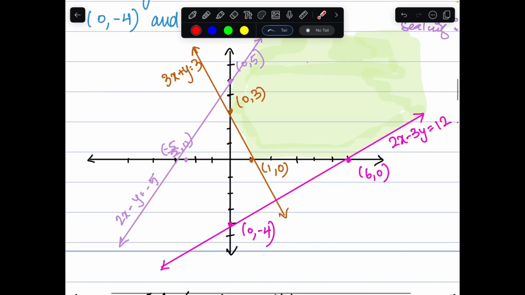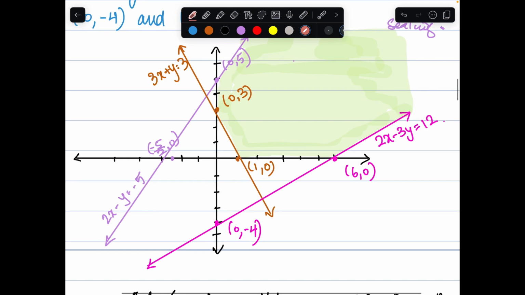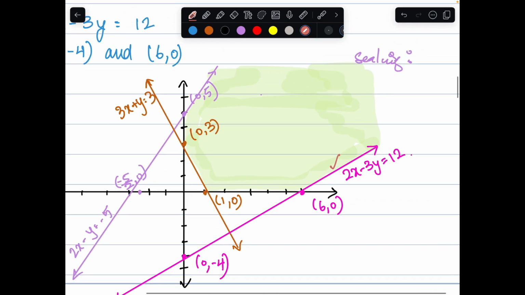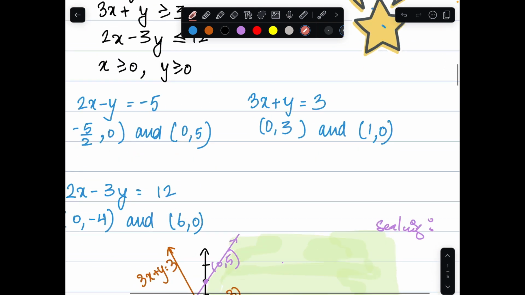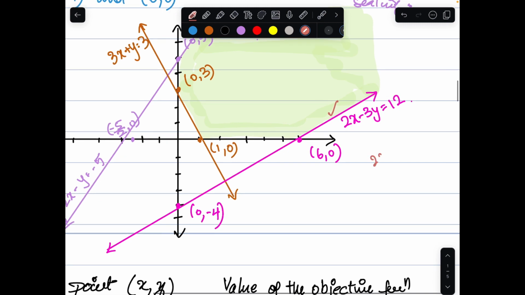Now how do you know which region I am supposed to take the solution from? For that, let's consider one line; the same goes for all. Let's consider this line. In this line, what was the actual constraint? It was less than or equal to 12, right? So 2x minus 3y less than or equal to 12 was the actual constraint.